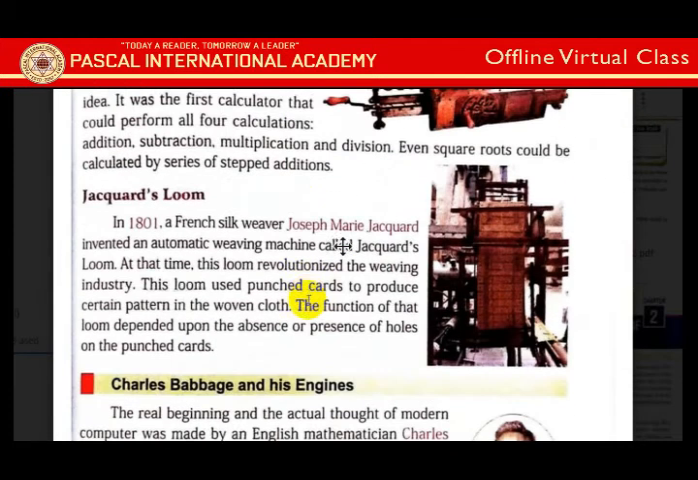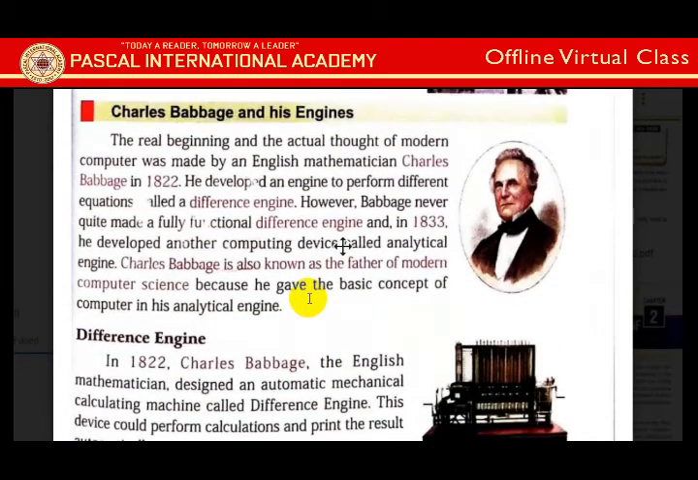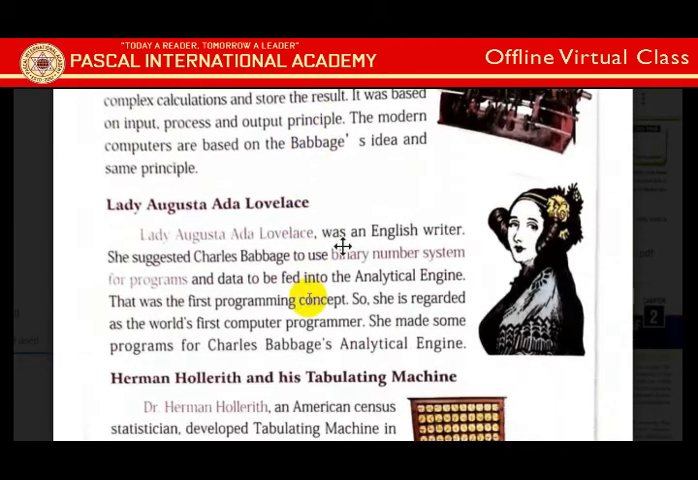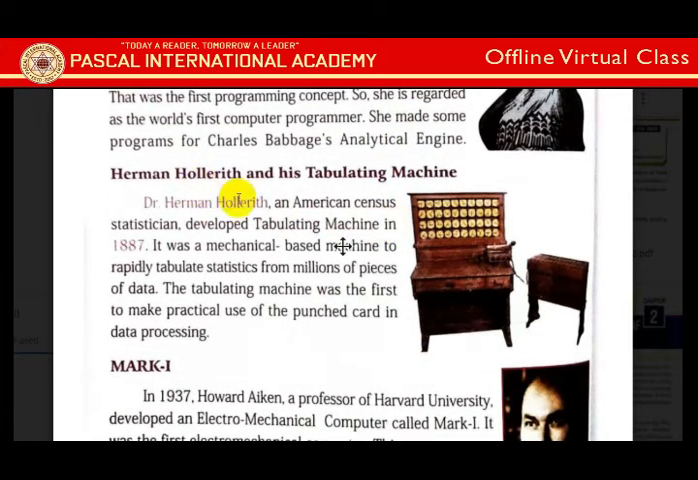Next one is the step reckoner, an advanced form of Blaise Pascal's device. Next is the Jacquard loom, and Charles Babbage, who invented two machines, the difference engine and the analytical engine. And Lady Augusta Ada Lovelace was the first programmer, who suggested using binary numbers in the computer. Next one is Herman Hollerith.